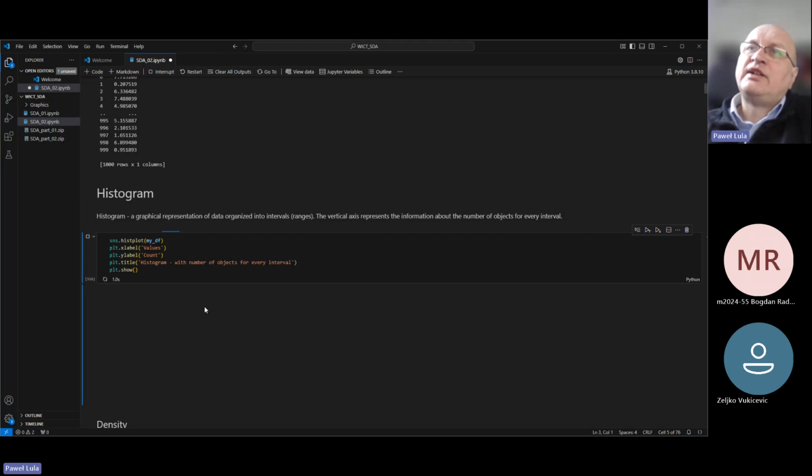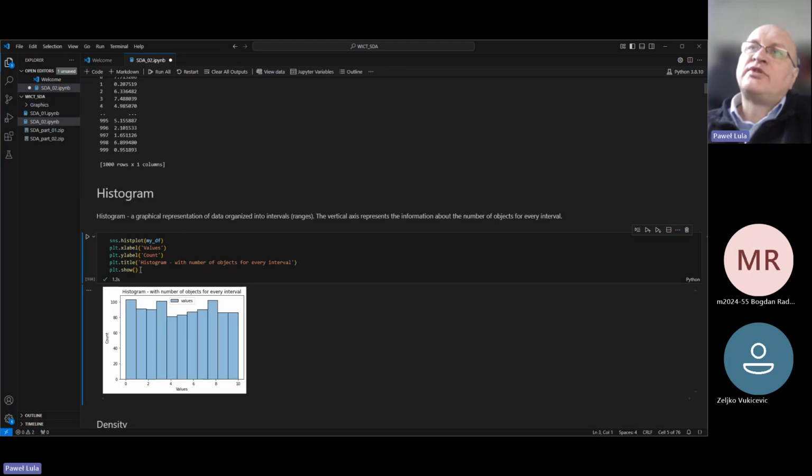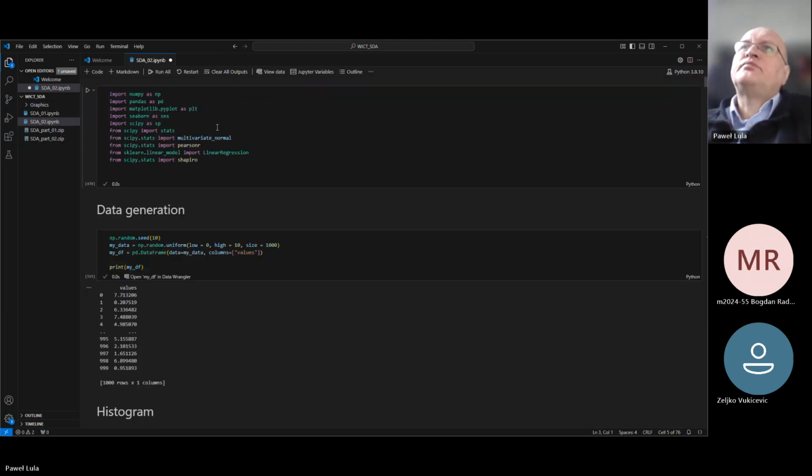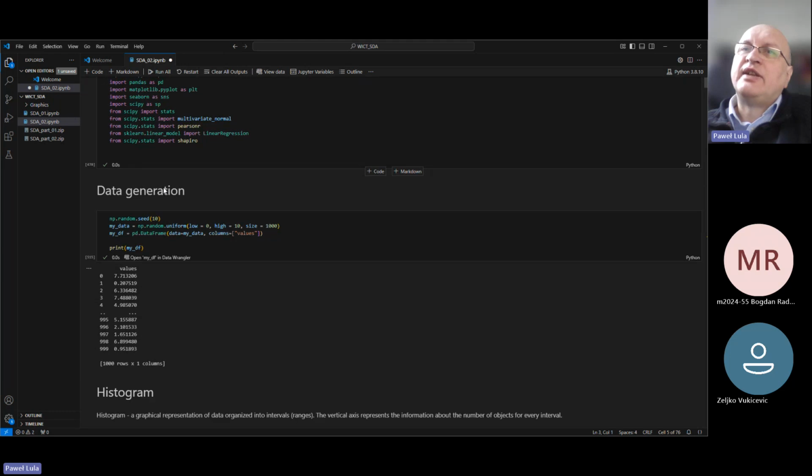We can generate this plot. I use this code for generating it. So it is very, very simple. The simplest histogram we can generate using only this first command. Here, SNS means the Seaborn package. It is a very good package. I think that maybe you know this package for graphical presentation of statistical data.